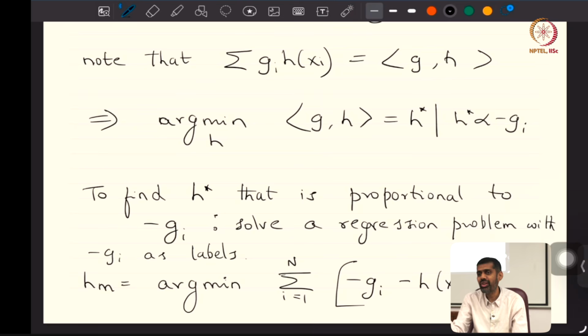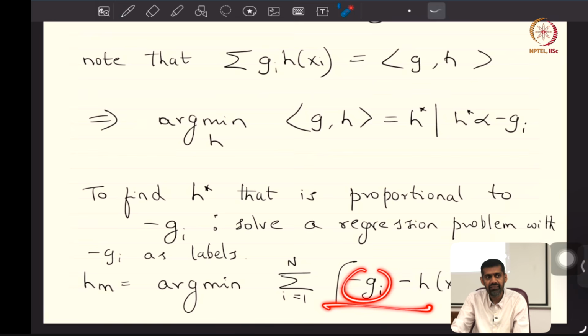What loss function do you use to solve a regression problem? That is exactly what I have written here, mean squared error, where these are your labels. This is yi minus h(x) squared. This is your regression problem. Now the labels are the negative of the gradient. Is that all right? Okay.